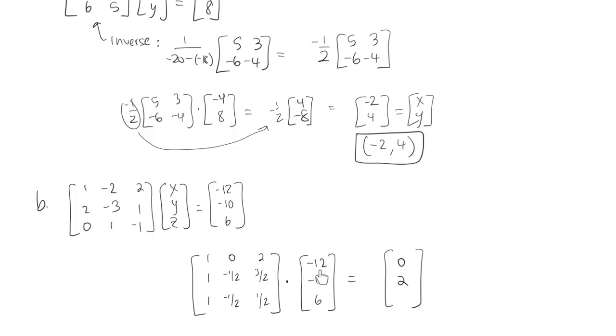Then we have row 3, column 1. So this is negative 12 plus 5. That's negative 7 plus half of 6, which is 3. Negative 7 plus 3 is negative 4. So the solution is 0, comma 2, comma negative 4.